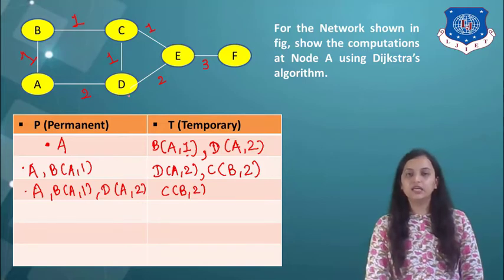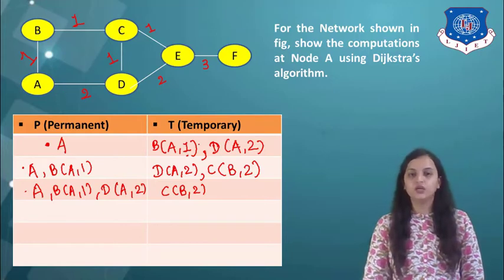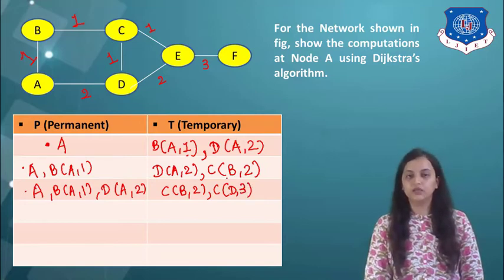Now in the permanent node, we have D. So we need to check the connections for the node D. As you can see, D is connected to C, A and E. Now A is already on the permanent side, so we need to consider only C and E. So for C, we are going from the node D and the distance is 2 plus 1, 3. So here it will be CD3.